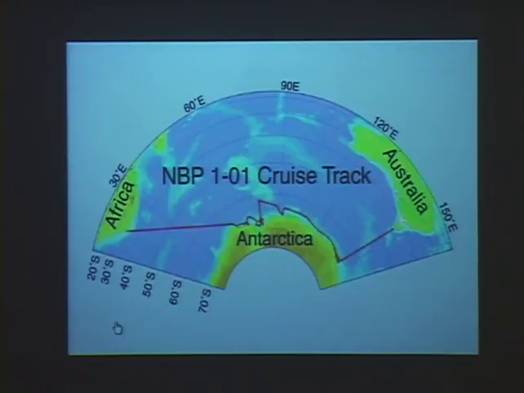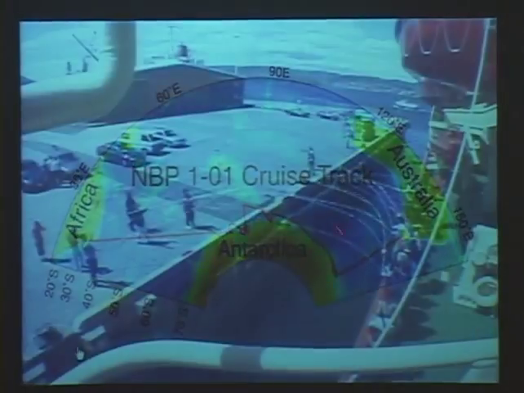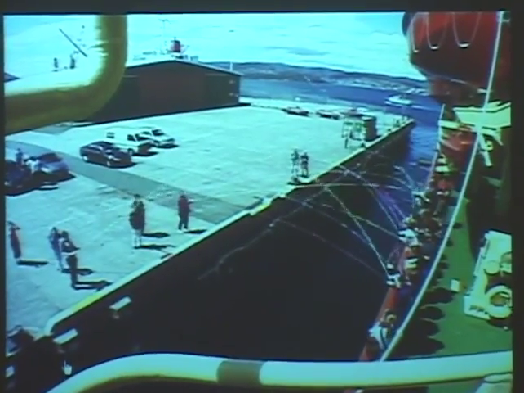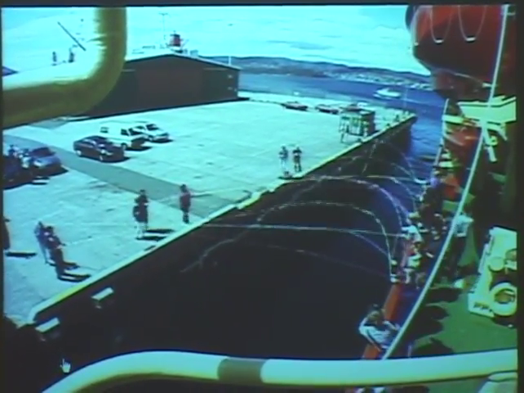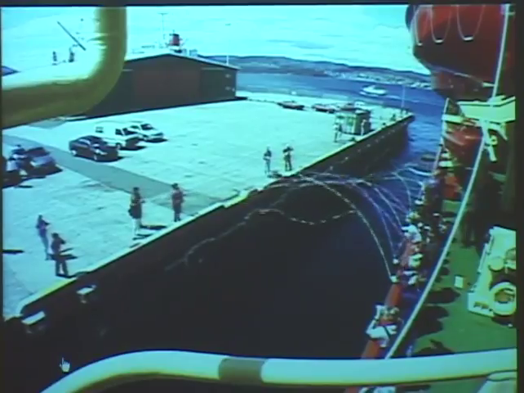So there's the cruise track. We started in early January in Tasmania, went straight south to Antarctica, and spent many weeks working along the margin. I couldn't get the sound to work on this one, but it's all right. I'll just tell you what's going on here.